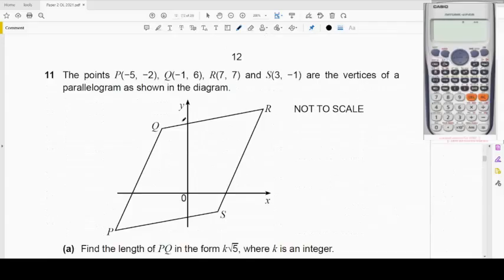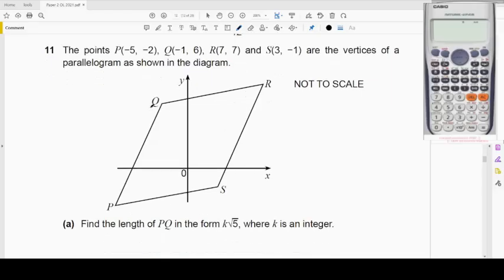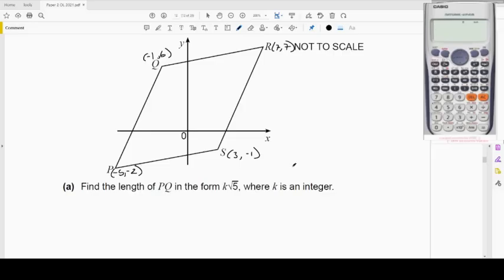Okay, number 11, the points P, Q, R, and S are the vertices of a parallelogram. So I'm going to just quickly label them on the graph. So P is (-5, -2), Q is (-1, 6), R is (7, 7), and S is (3, -1). Okay, so that's again just for ease of reference on my part. Now we have to find the length of PQ.